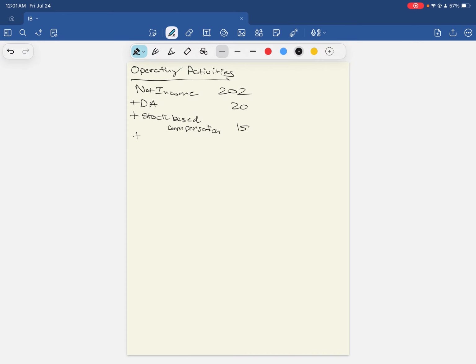Non-cash. And then we also add back your deferred income taxes. Why do we add this back? We were charged this tax on paper, but we haven't paid it yet. So we add the unpaid part back because, once again, we haven't paid this yet. It's whatever is actually on the statement itself. So we add back, for example, 6.